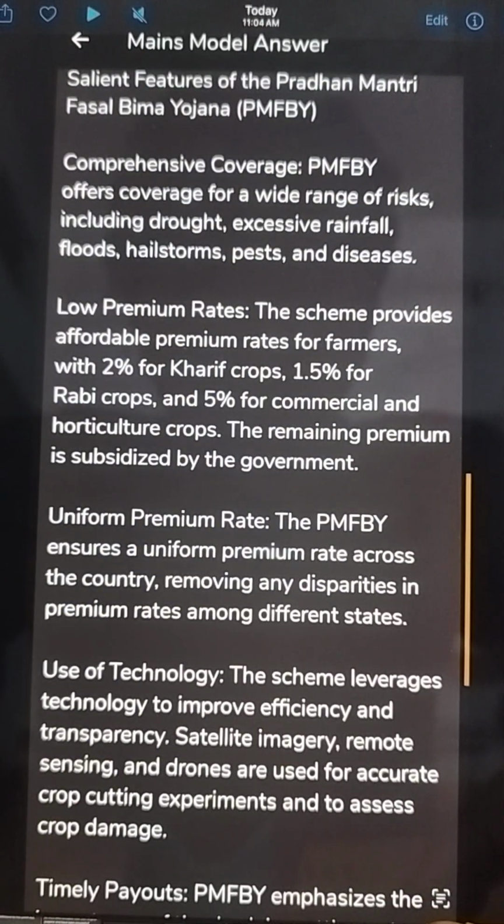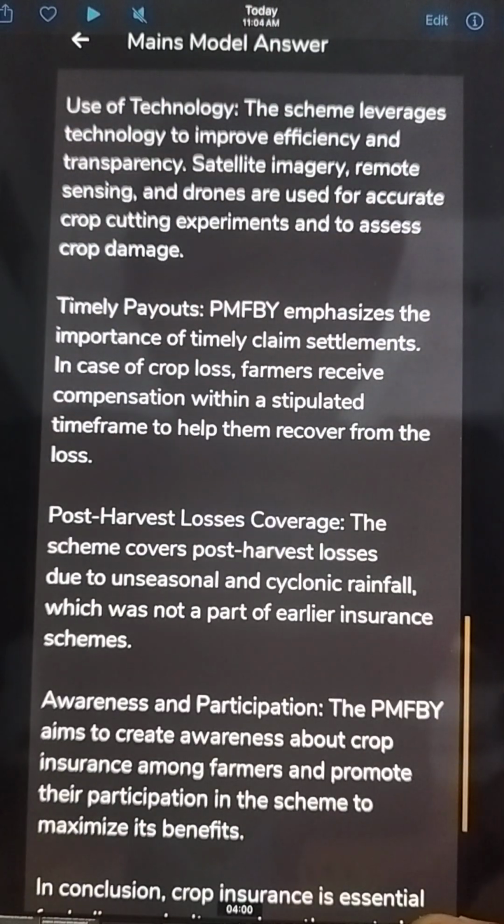Uniform premium rate. Third, the Fasal Bima Yojana ensures a uniform premium rate across the country, removing any disparities in premium rates among the different states. Then comes the use of technology. The scheme leverages technology to improve efficiency and transparency. Satellite imagery, remote sensing, and drones are used for accurate crop cutting experiments and to assess crop damage.